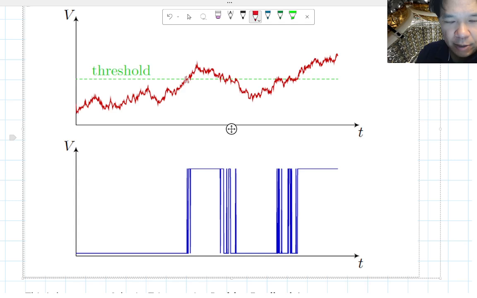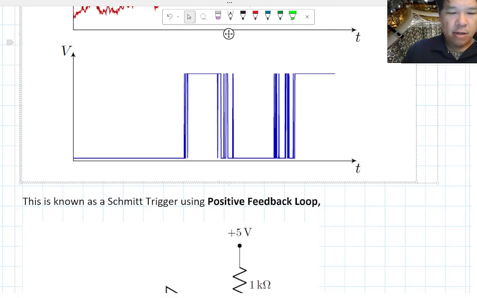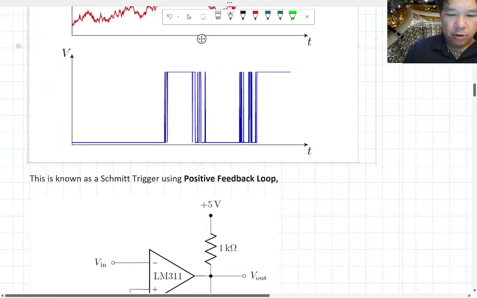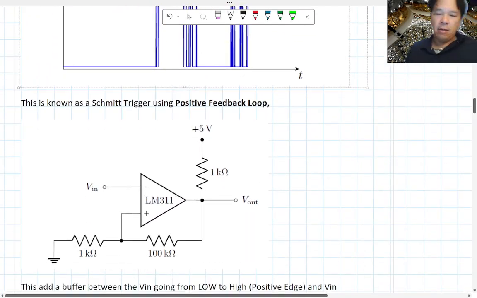Then what happens is that your comparator output switches up and down, up and down, up and down, a lot. And you don't want that, right? Because that confuses what you see afterward. And also it's not good to ramp your op amp up and down like that all the time, okay? This is known as the Schmidt trigger, and it uses a positive feedback loop.